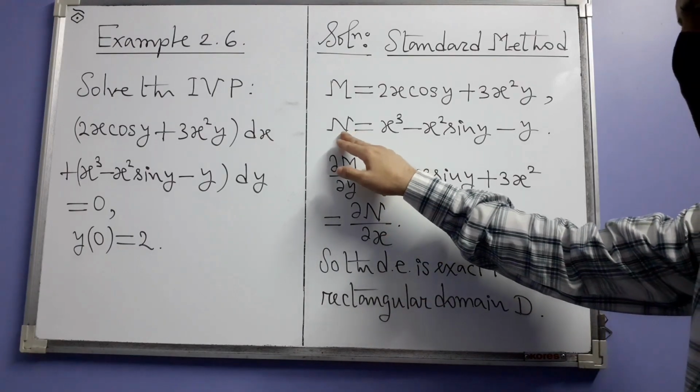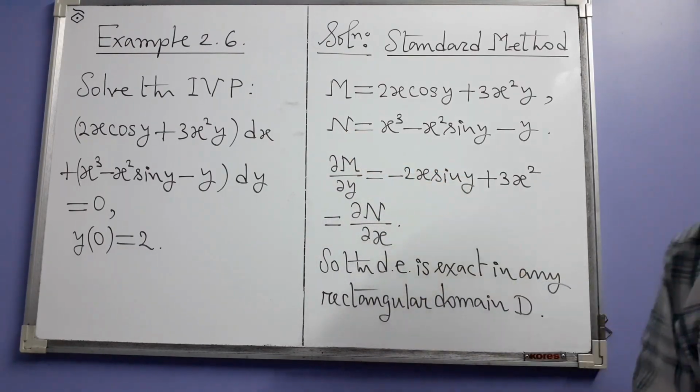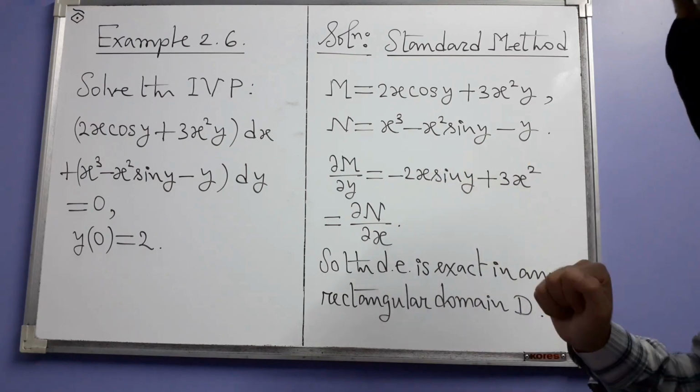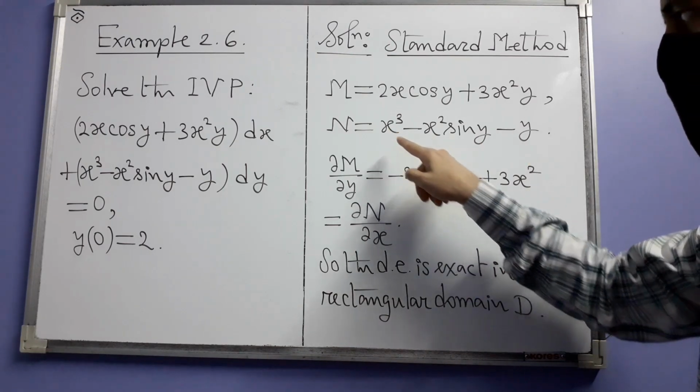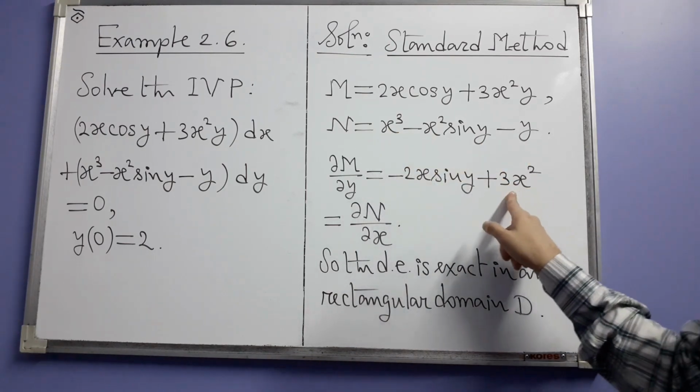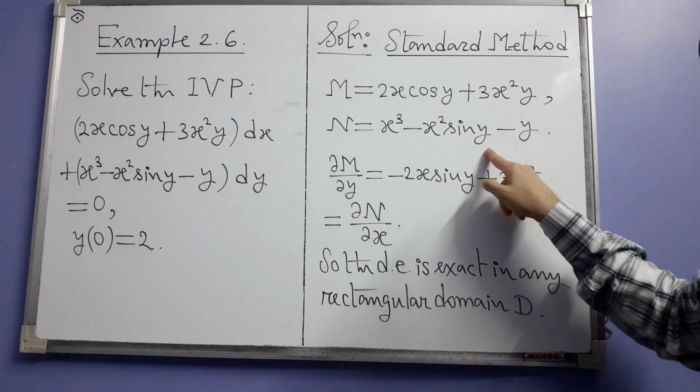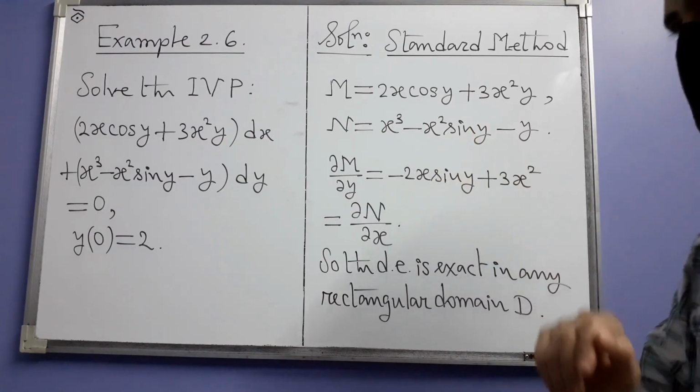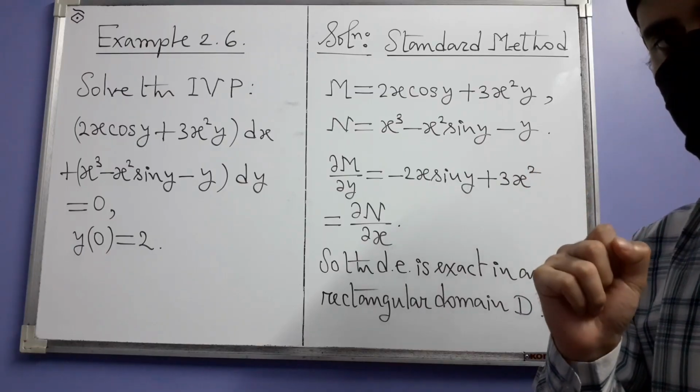What will you get if you differentiate N with respect to x partially? This time y will be considered constant. So this term will give you 3x square, which you have here, and this term will give you minus 2x sin y. Remember that y is constant now.